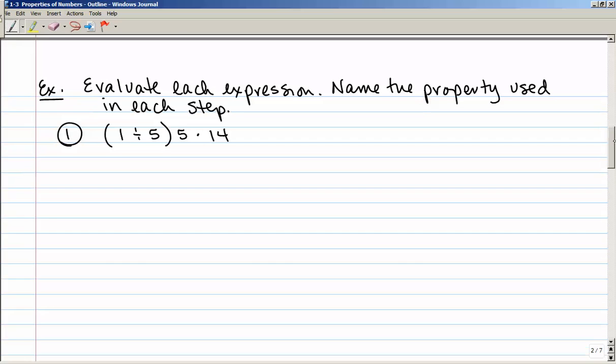So here's some examples like you'll see in the textbook. The directions say evaluate each expression and name the property used in each step. So here I have the quantity 1 divided by 5 times 14. The first thing I'm going to do is apply order of operations. So 1 divided by 5, I'm going to write that as 1/5, and that's going to be multiplied times 5 and then times 14. The property that I used in that case is substitution, because instead of writing 1 divided by 5, I wrote it as 1/5.